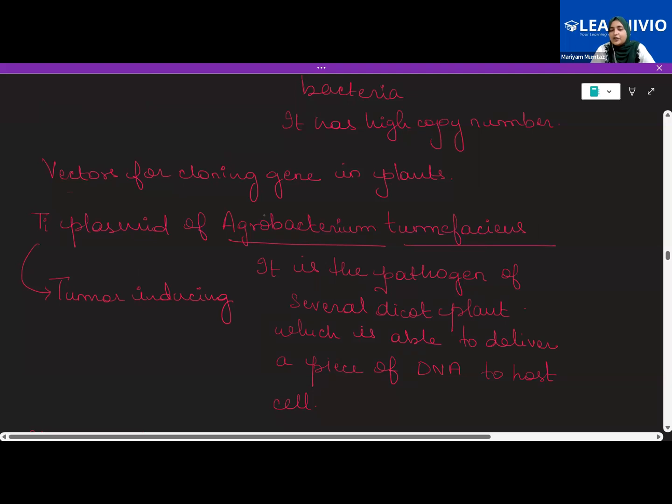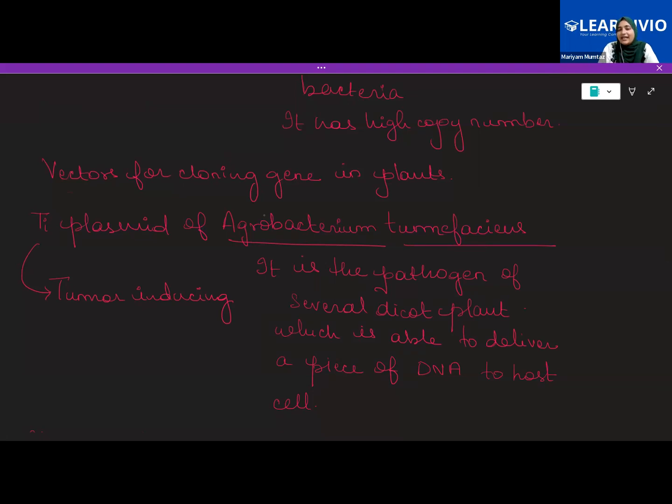TI stands for tumor-inducing plasmid, which is taken out from Agrobacterium tumefaciens. This particular bacteria has this plasmid, that is TI. So, tumor-inducing plasmid, meaning when this bacteria reaches the plant, let's just say a plant got a cut or some sort of wound, through that this bacteria will enter, and this plasmid will induce the formation of a tumor in the plant.